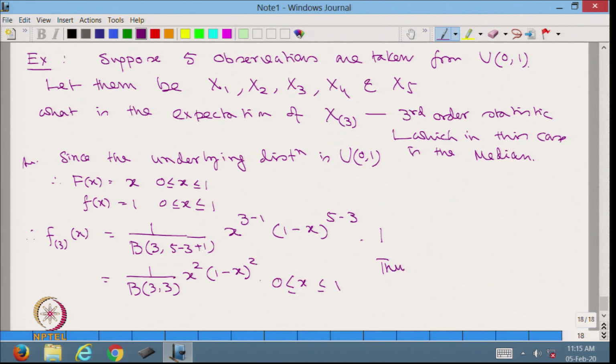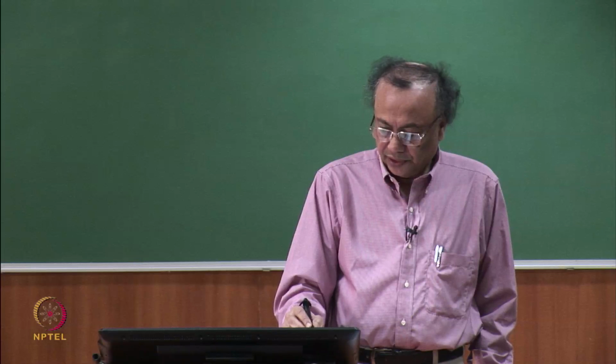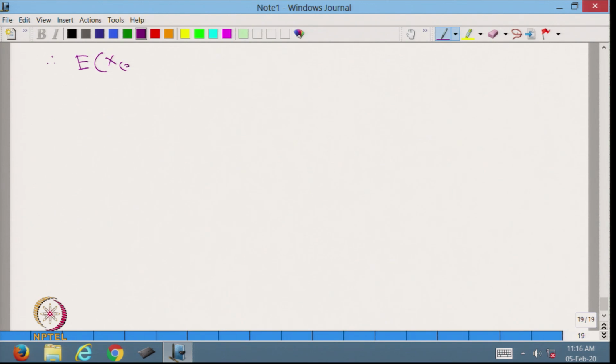Thus, X3 has a beta 1 distribution with parameters 3 comma 3. Therefore, the expected value of X3 is equal to 3 upon 3 plus 3, which is equal to half.